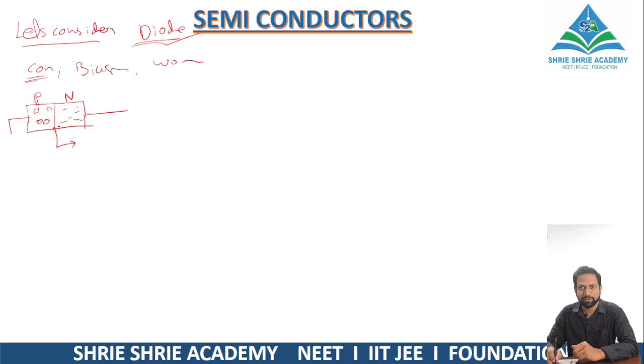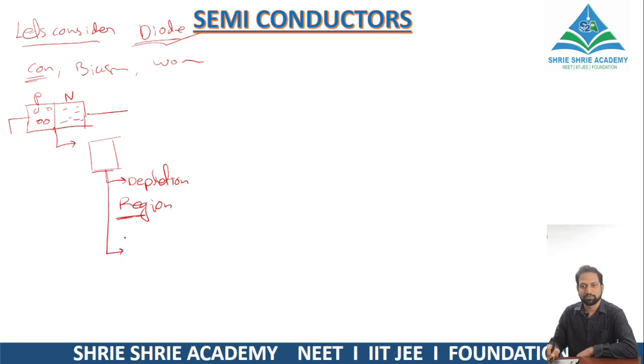Of course, here there will be a depletion region where there are no charge carriers. In this region no charge carriers will be there. This is called the depletion region. Across the depletion region there will also be a barrier potential. The charged particles' duty is to cross the barrier potential and then enter into the other regions.